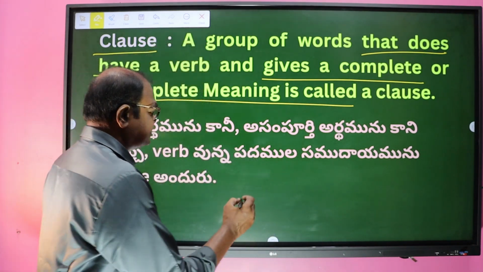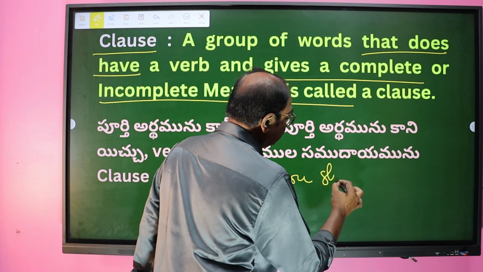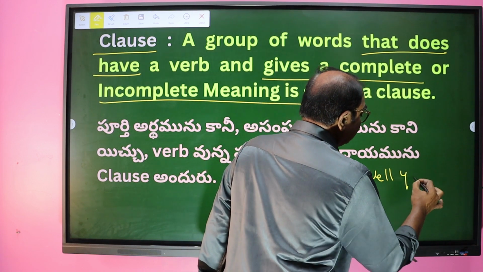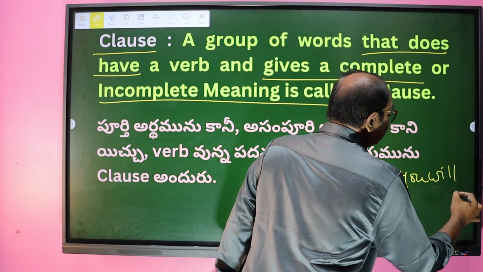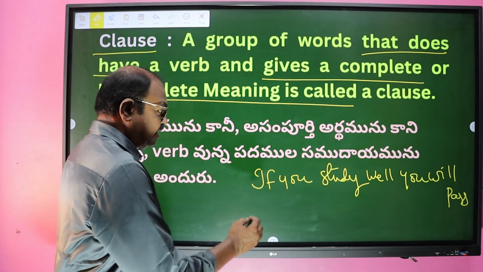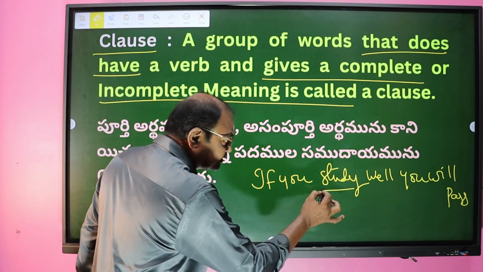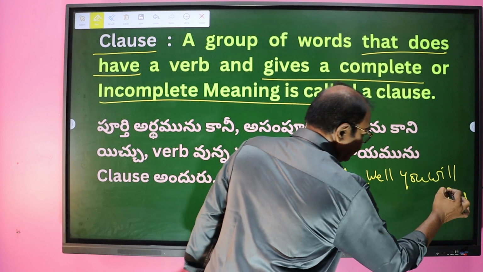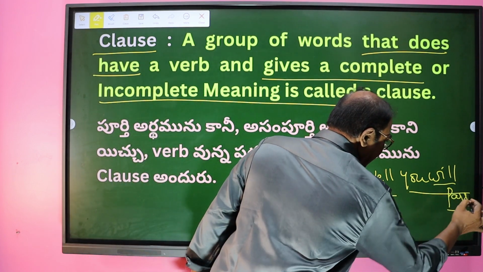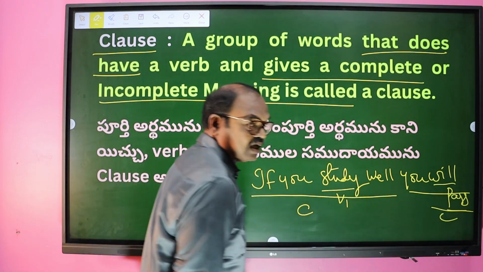For example, see, if you study well, you will pass. This is the sentence. మీరు మంచిగా చదివితే మీరు పాస్ అవుతారు. See here, 2 verbs are there. Study, V1, will pass. That's why this is one part and this is another part. So this is one clause and this is one clause.